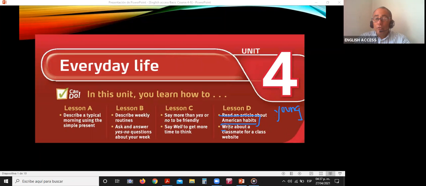And also we are going to write. This is very important. We're going to practice our writing. In this case, we are going to write about a classmate or a friend using a website. There are a lot of website pages where you can write something like a podcast or maybe Twitter or Facebook. You write about things. In this case, we are going to write about a person, maybe a friend or a classmate. We will see about it in a minute.